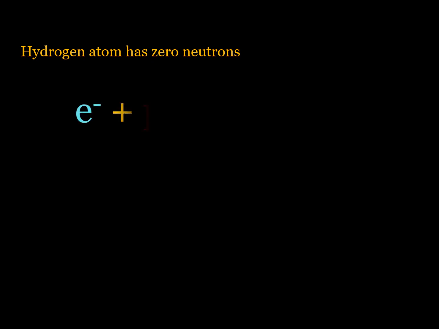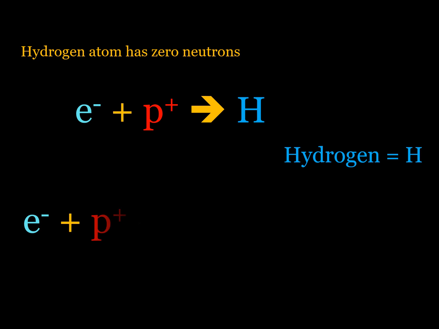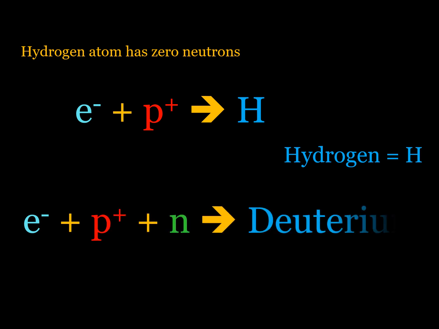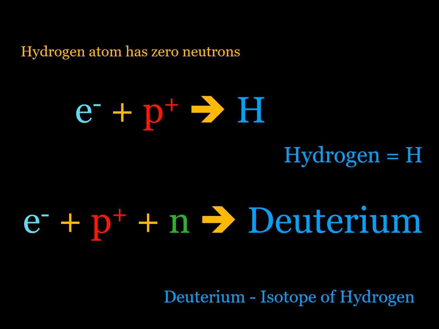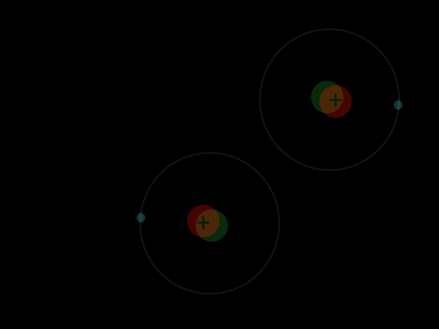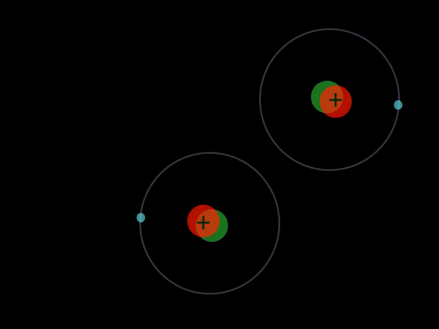Many other reactions started to take place spontaneously. Sometimes a neutron combined with a hydrogen atom to form deuterium. Deuterium is an isotope of hydrogen with a neutron in its nucleus. Isotopes of an element are different from each other only by their number of neutrons. The fusion of two deuterium atoms led to the formation of a helium atom.